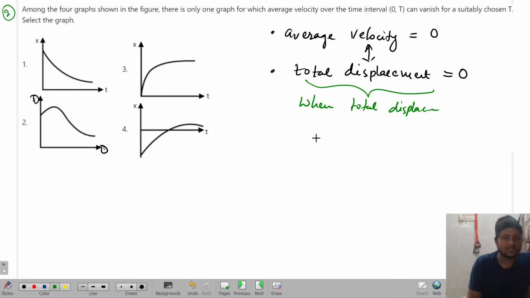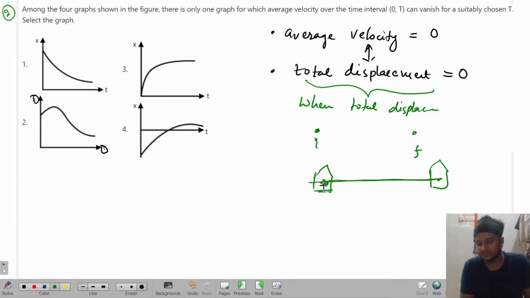So this total displacement is going to be 0 when your initial point should coincide with the final point. When will this total displacement be 0? When my initial point coincides with my final point. Let's suppose a home is there. This is Hitesh's home, this is Hitesh's school. He goes from home to school, comes from school to home, then his displacement is 0.